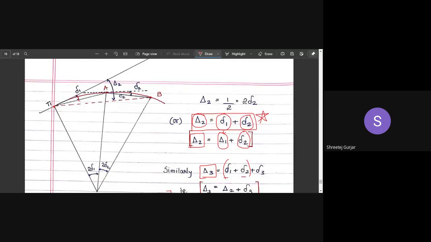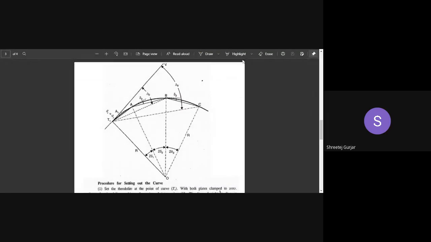Okay, so this is regarding your Rankine's method. It is using deflection angles and tangential angles. I hope what is a deflection angle and what is a tangential angle is clear to you. Now we will look into a few numericals regarding this Rankine's method. I will show you a numerical so that it will be clearly understood by you.